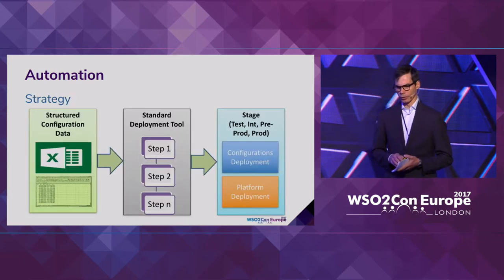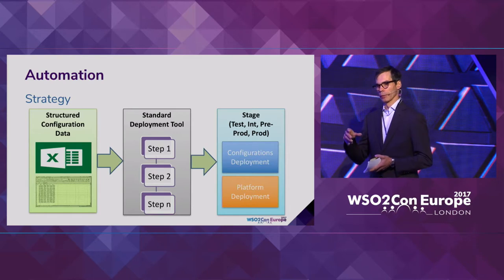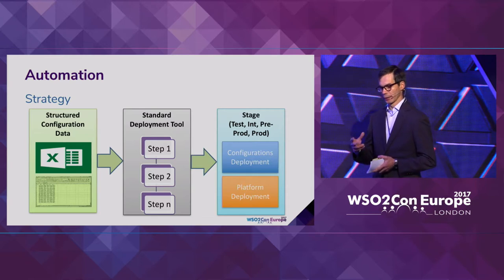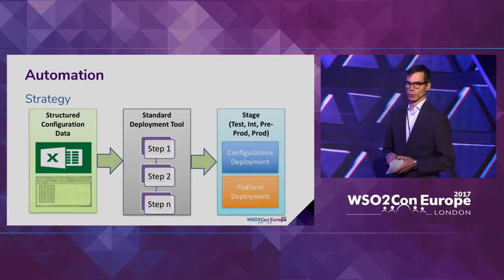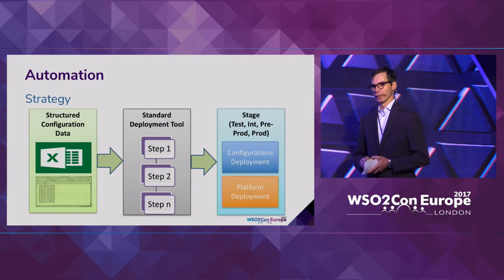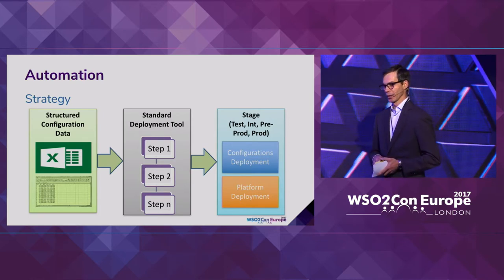So our strategy was the following. We took a standard tool, and this standard tool was important for managing these 12 stages, because we wanted to know which version we have on which stage, and so on. So that's why we had the standard deployment tool. And now, if I tell you that we took Excel, I know yesterday people laughed at me and said, oh, Excel, yes. Are you sure? Are you kidding? No, I'm not kidding.